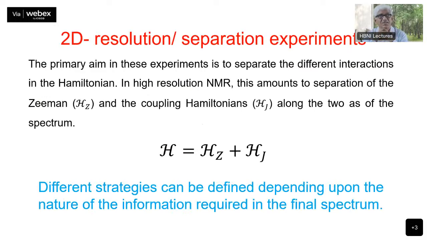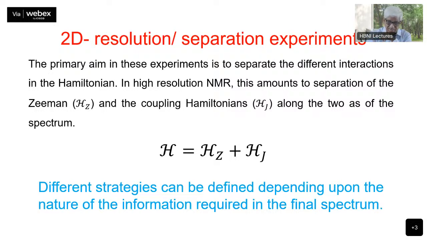Okay, first category, 2D resolution experiments or separation experiments. What is the meaning of separation here? The primary aim in these experiments is to separate the different interactions in the Hamiltonian. The Hamiltonian is the one which actually describes the different interactions, right? We have already described in the previous classes that you have the interaction with the magnetic field, which is called the Zeeman interaction, and then you have the spin-spin coupling interaction, which is the J coupling interaction. Therefore, typically you have two components in the Hamiltonian.